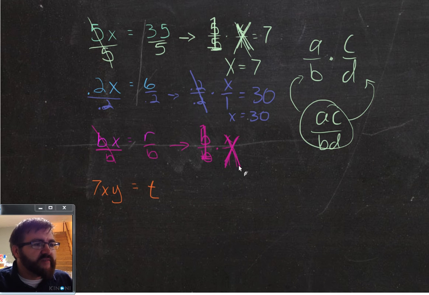We have 1 times x, that's just x, and so whatever r divided by b is, that's what x is. r over b.